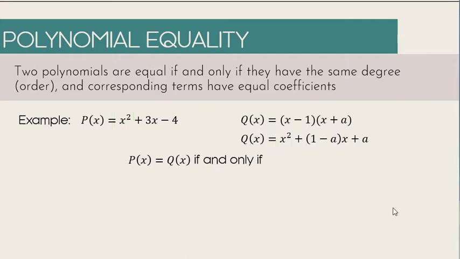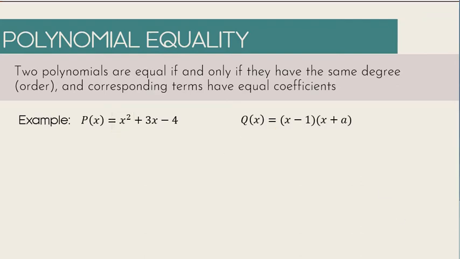Oops, I just realized that I made a mistake in this calculation, but I changed it. Alright, it is fixed now. Now I have the correct calculation of q(x): x squared plus (a minus 1)x minus a.